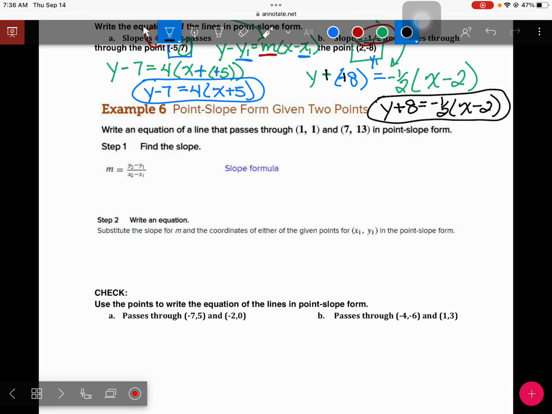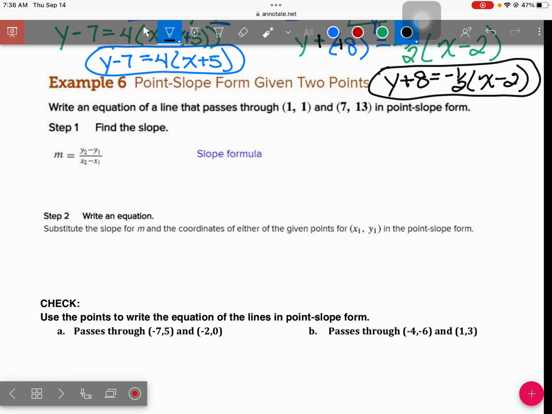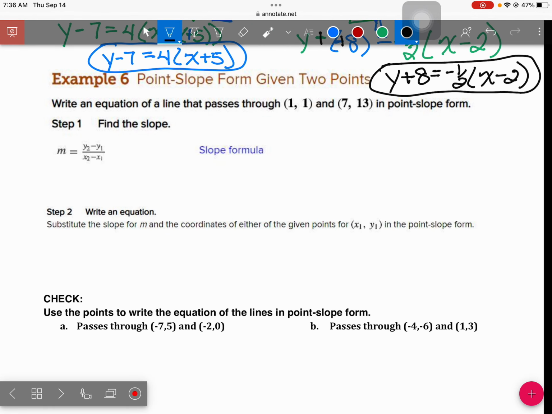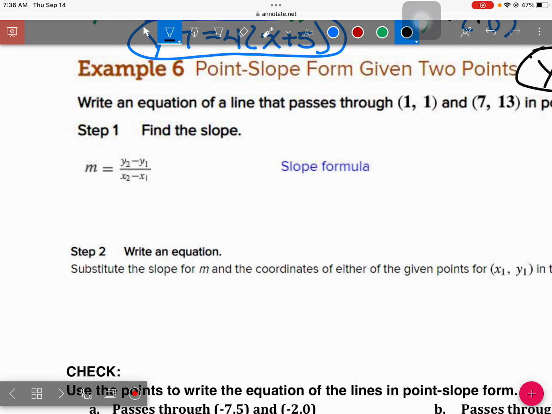So it says, write an equation of a line that passes through (1, 1) and (7, 13) in point slope form. Well, first of all, we have to find the slope. And they remind us the slope formula is m equals y sub 2 minus y sub 1 over x sub 2 minus x sub 1.